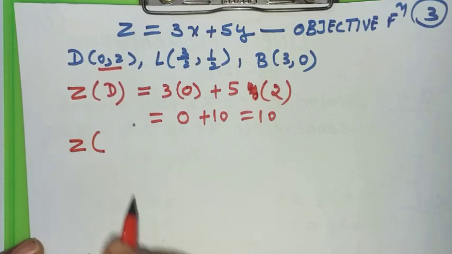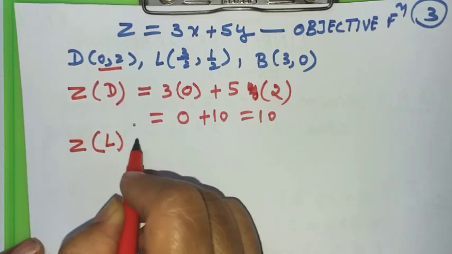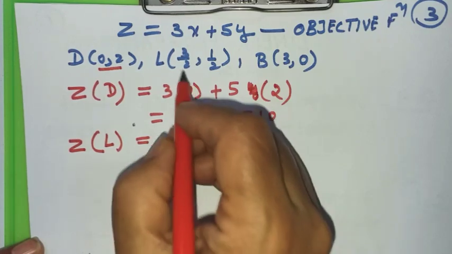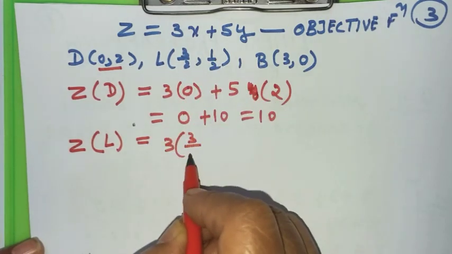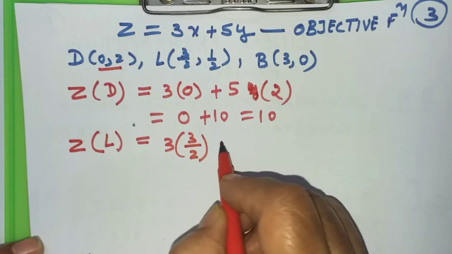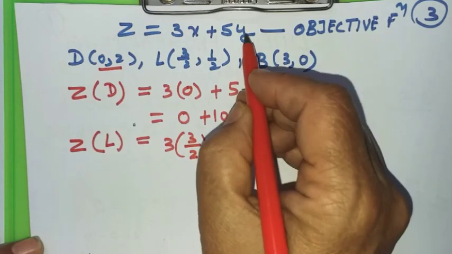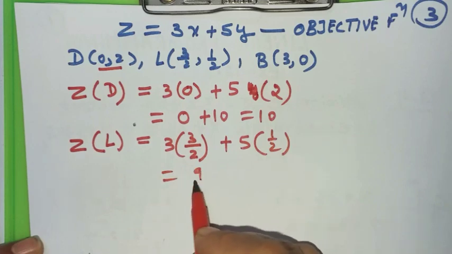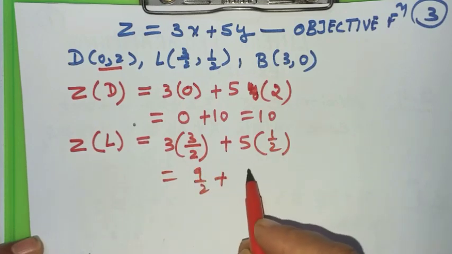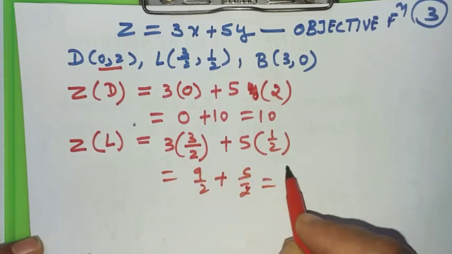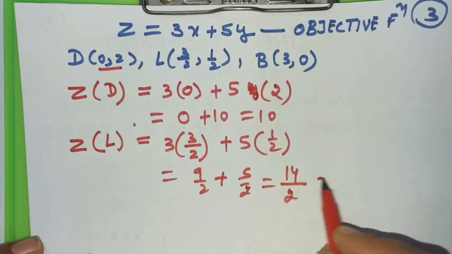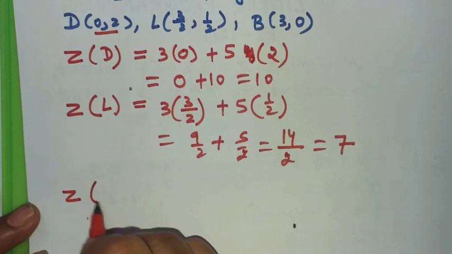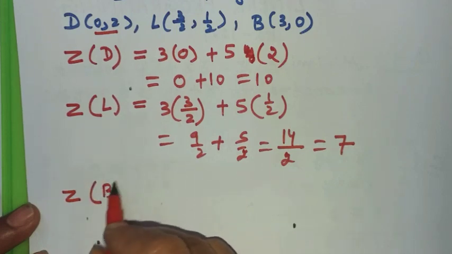Now, likewise we find for other points, z at the point L. Now L is 3 by 2, 1 by 2. So in place of x, I put 3 by 2, and in place of y, I will put 1 by 2, that gives me 9 by 2 plus 5 by 2, that is 14 by 2, and that is equal to 7.